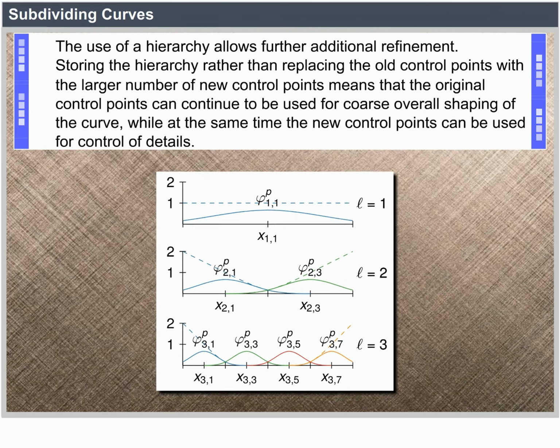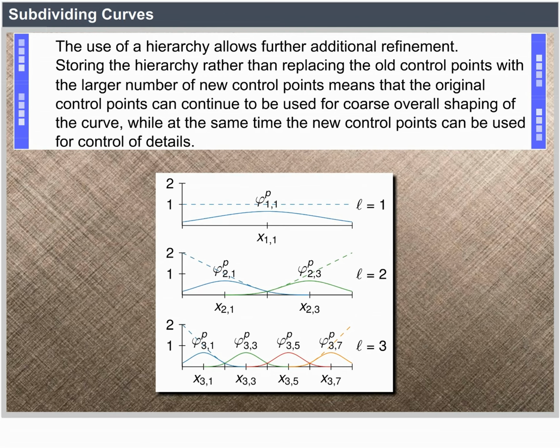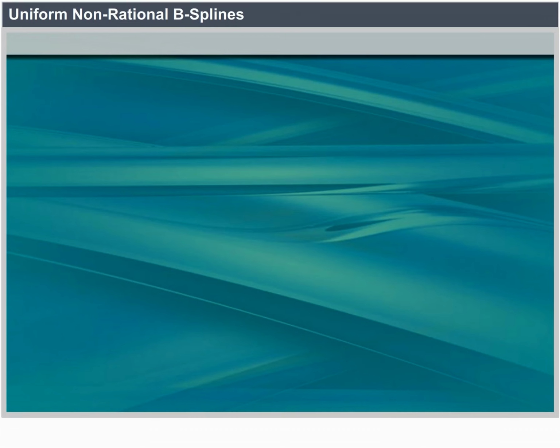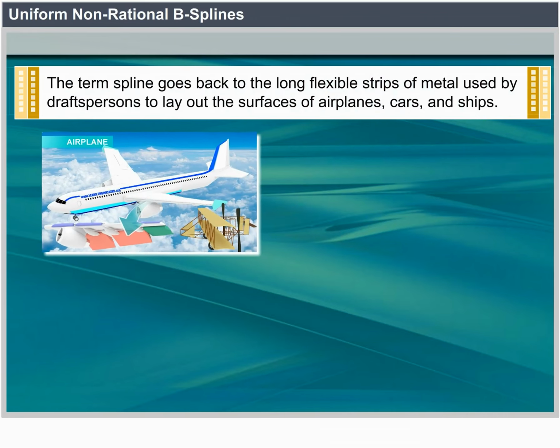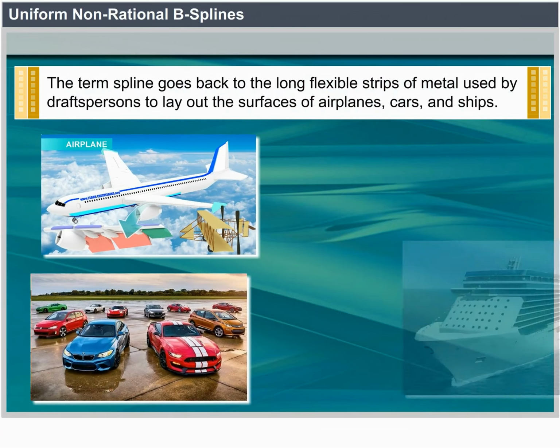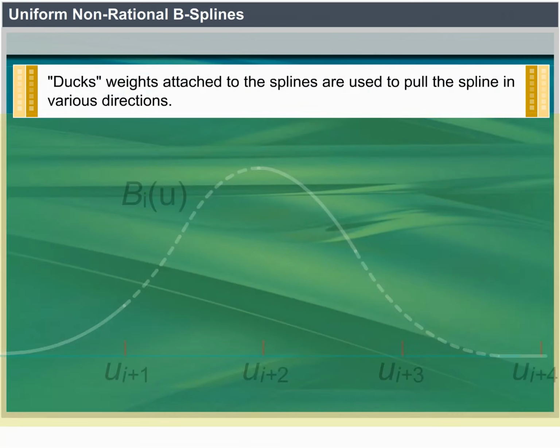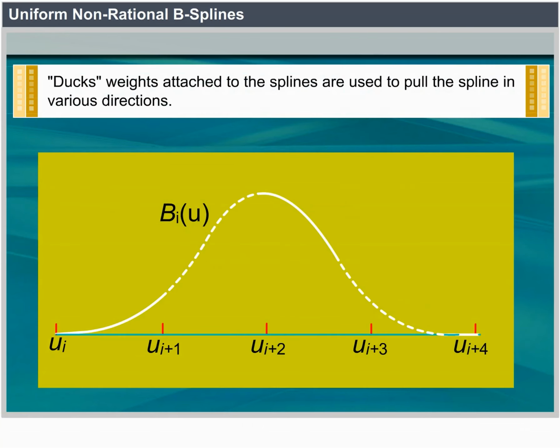Uniform non-rational B-splines. The term spline goes back to the long flexible strips of metal used by draftspersons to lay out the surfaces of airplanes, cars and ships. Ducks, weights attached to the splines, were used to pull the spline in different directions. The metal splines, unless severely stressed, had second-order continuity.